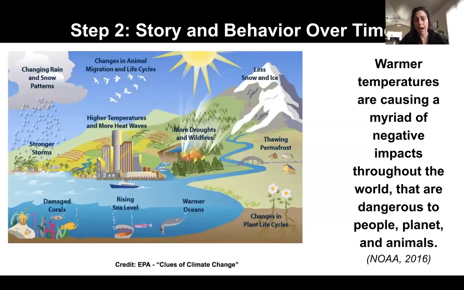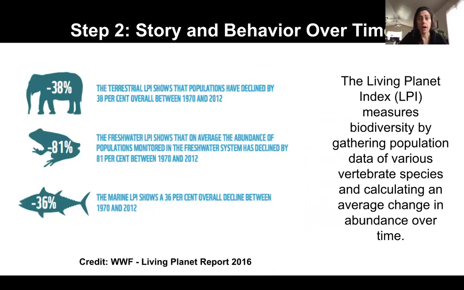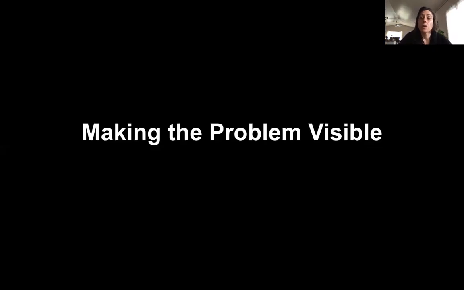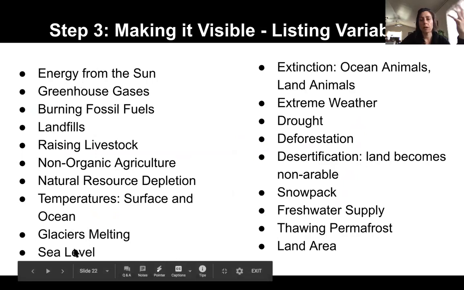And then they also show the impacts that we're going to be facing. And they show sea level rise, and they show the impact on biodiversity. So a lot of really credible evidence that is well researched and has good reasoning here. So now their task was to make the problem visible. Now this group thought about how to do it in a number of ways. So the first thing they did was they went back and they read that story and they read their evidence and they listed out all these variables. So they said, okay, in our story and in our evidence, we've got energy from the sun, we've got greenhouse gases, we've got burning fossil fuels, we've got glaciers melting, we've got sea level rise.